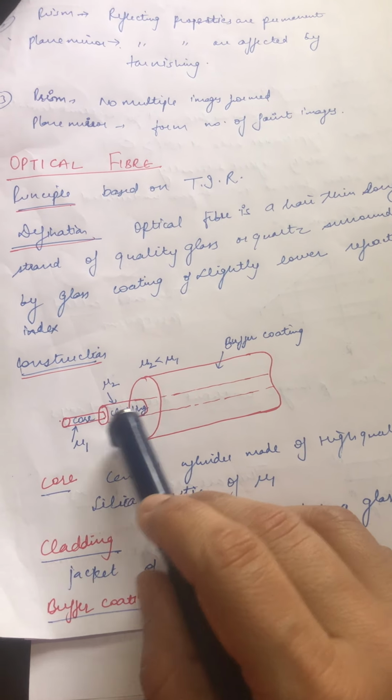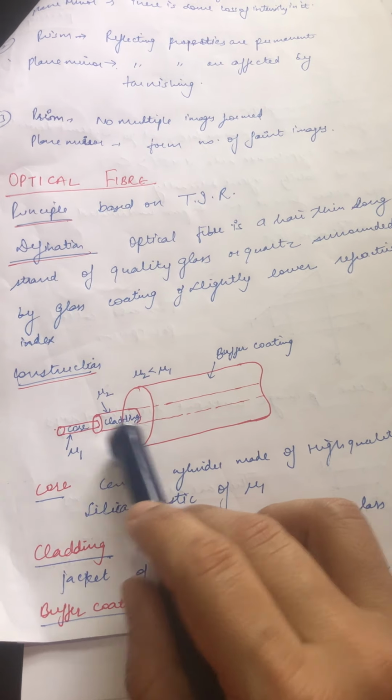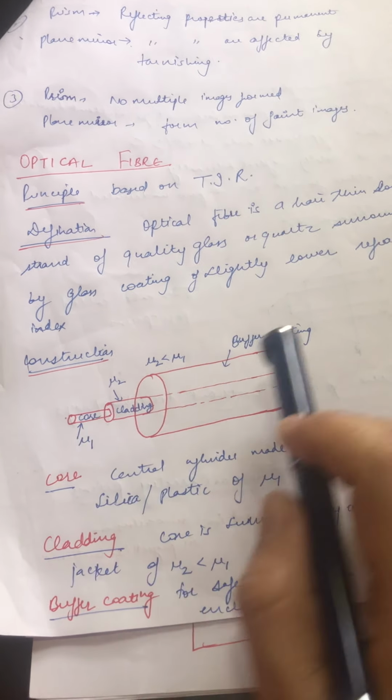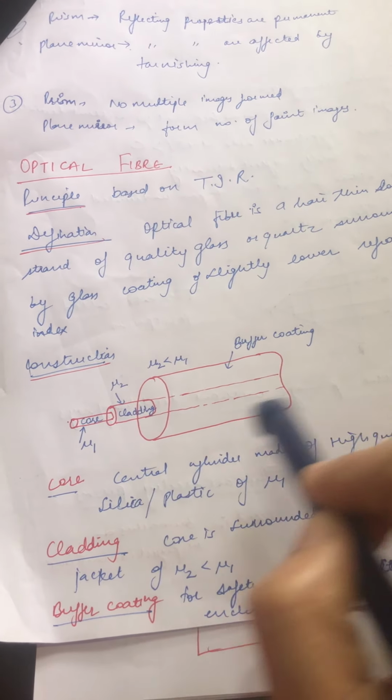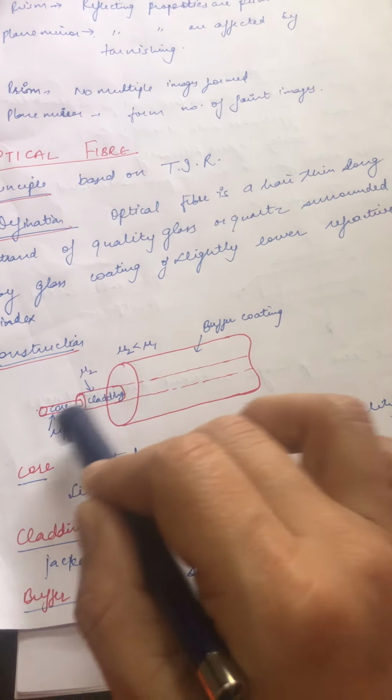So the core and cladding material you have to use in such a way that the refractive index of cladding should be less than the refractive index of core. And buffer coating only provides protection to this cladding and core surface. So this can be made up of plastic. This is only protecting these two, core and cladding. So what will take place?